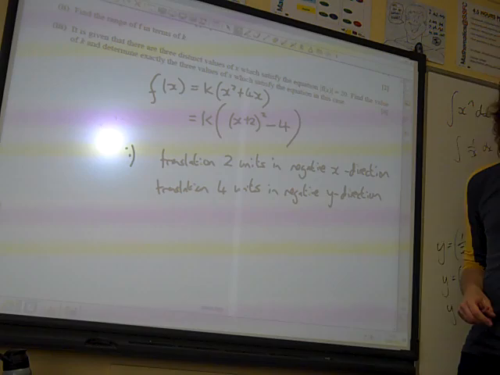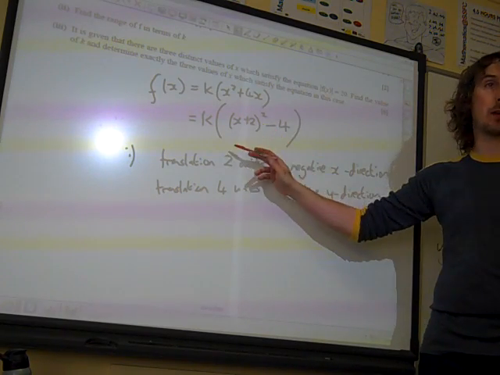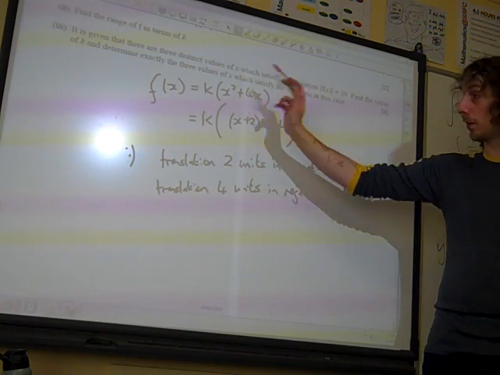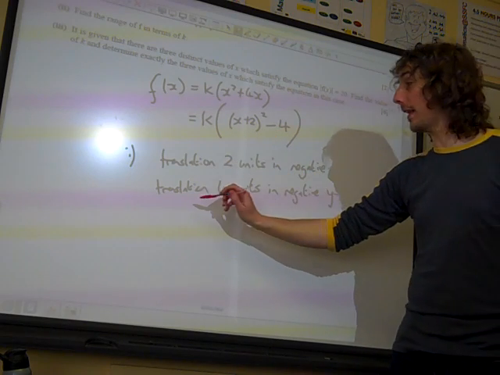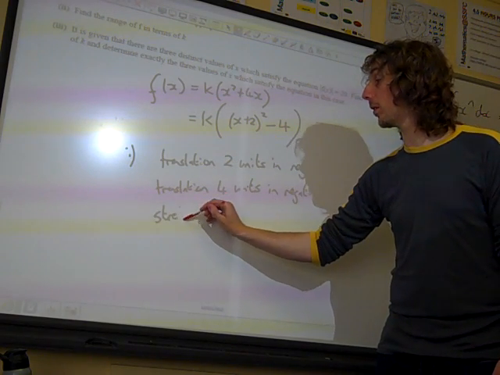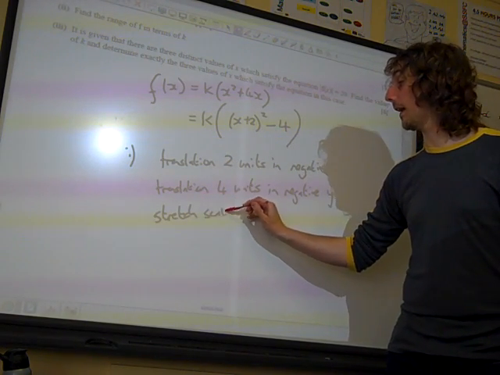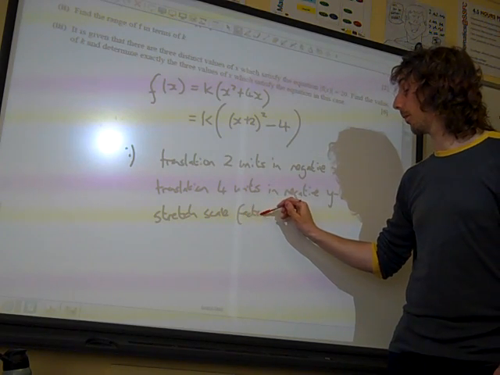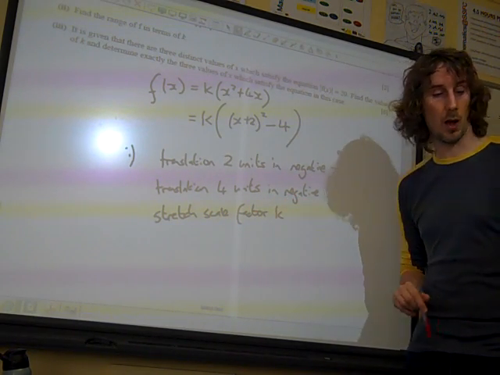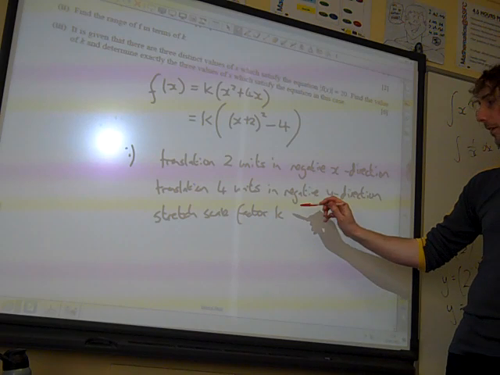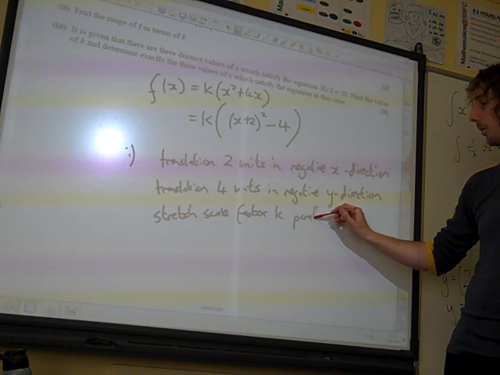And then finally, k comes into it, because the whole thing, once all that had happened, was multiplied by k. So then it is a stretch, scale factor k, in parallel to the y-axis. That's the best way to say it, isn't it?